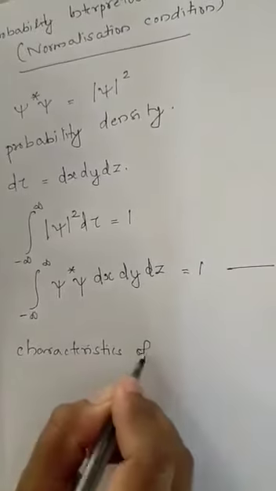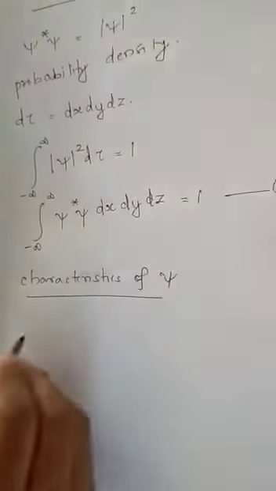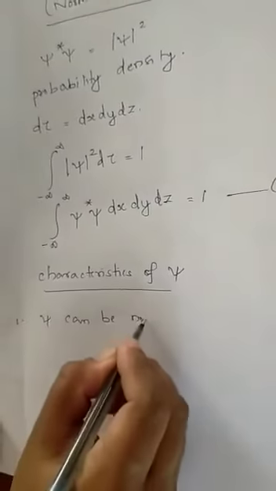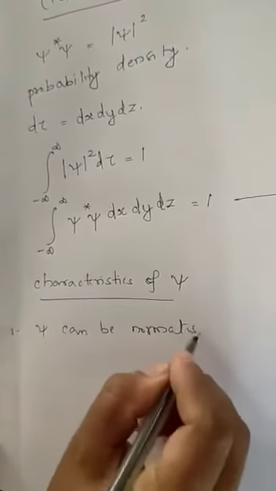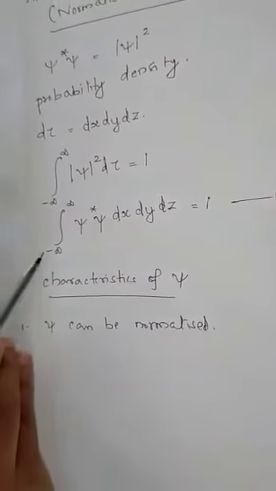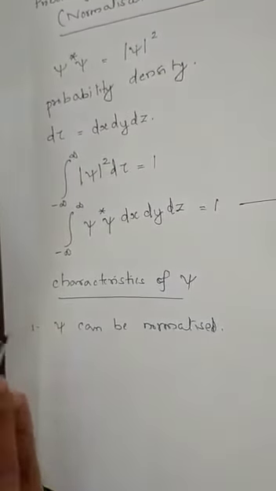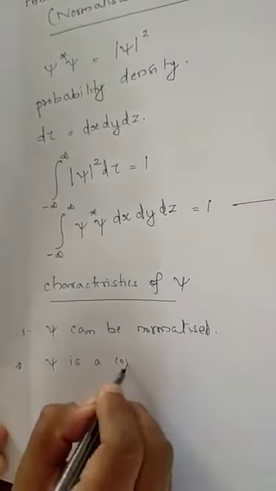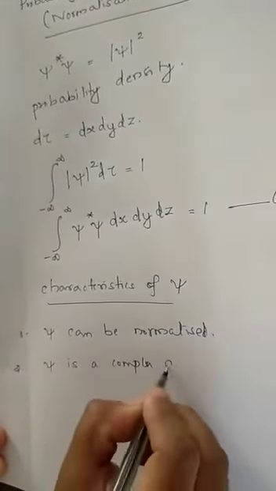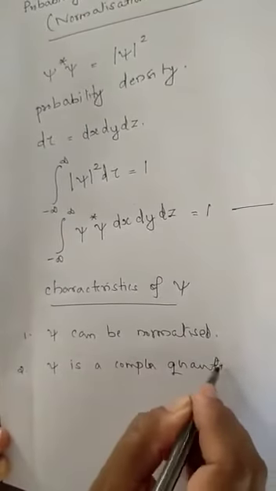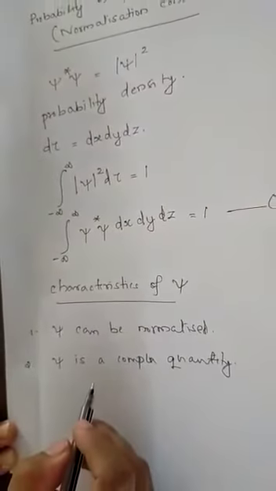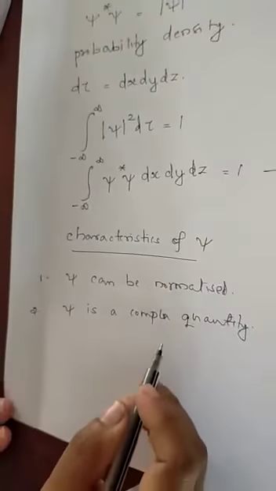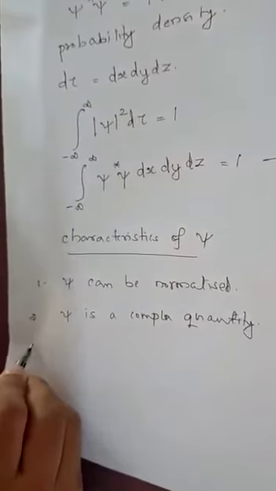And the characteristics of the wave function psi. First one, psi can be normalized. That is, psi must satisfy this normalization condition. The second one is that psi is a complex quantity. We know that psi equals A e raised to i by h cross into (px minus Et). That is, psi is a complex quantity.